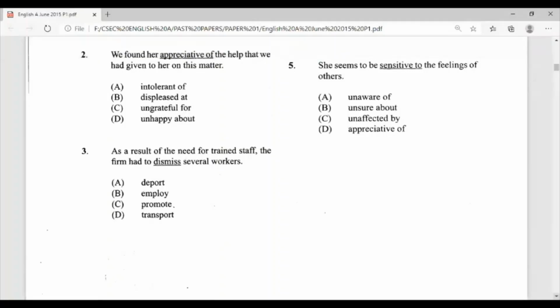As a result of the need for trained staff, the firm had to dismiss several workers. So they needed staff or people who were trained. What did they do? They dismissed some people, some workers. When school is dismissed, school is out. So I'm thinking these workers are out. So they would have let them go. So if they didn't let them go, what did they do? They hired, right? And so our answer for 3 would be B. They employed more people. Number 4.